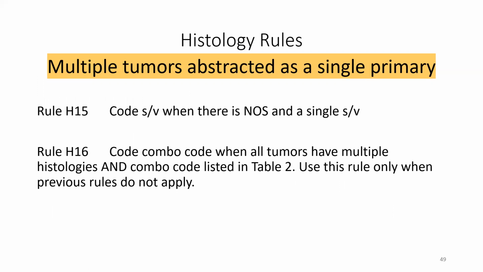The last rule is, again, the last resort. Code the combination code when all tumors have multiple histologies, and the combination code is listed in table 2. Only use this rule when nothing else applies. So if you get to H16, go back through the rules, see if you can find a better histology than the combination on table 2.